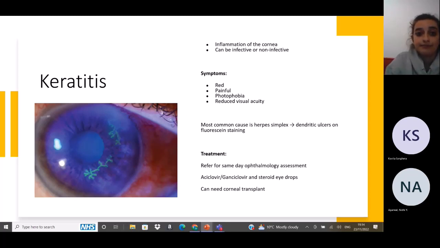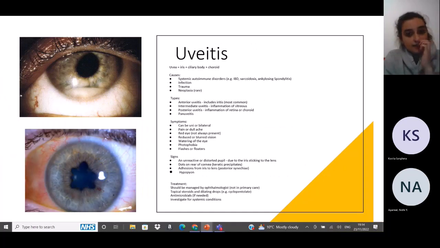And then uveitis, which was some of the other options on the question. So the uvea is made up of the iris, the ciliary body, and the choroid. People often get quite confused between uveitis and iritis, and they're sometimes used interchangeably. But iritis is a type of uveitis. So iritis would fall under the category of anterior uveitis. And you can also get an intermediate uveitis, which is where the vitreous is inflamed, posterior, which is where it's further back and it's either the retina or the choroid, or you can get panuveitis, where the whole thing is inflamed.